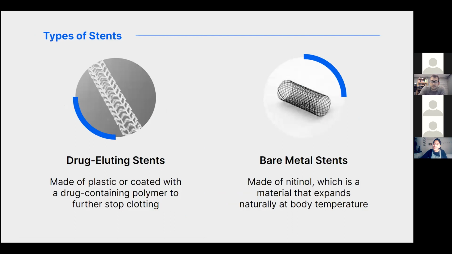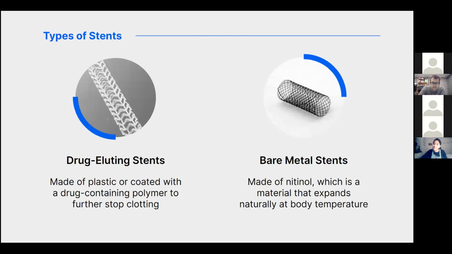There are 2 main types of stents, many, but these are the 2 main ones. First one is drug-eluting stents. These are made of plastic. They're a newer stent. They've been invented in the last 10 years. And society has been trending more towards these drug-eluting stents. They're still very much in development though.